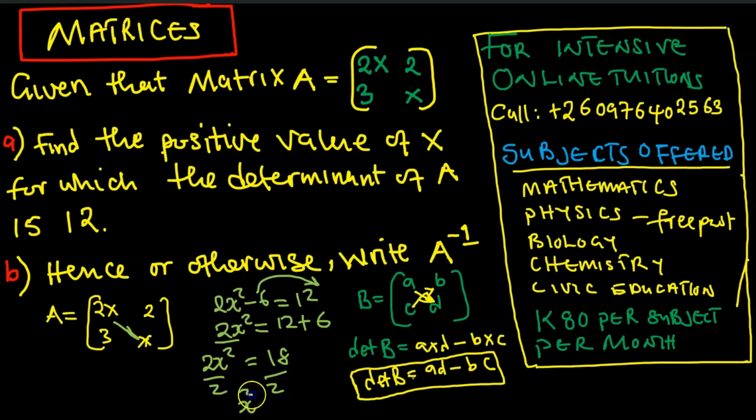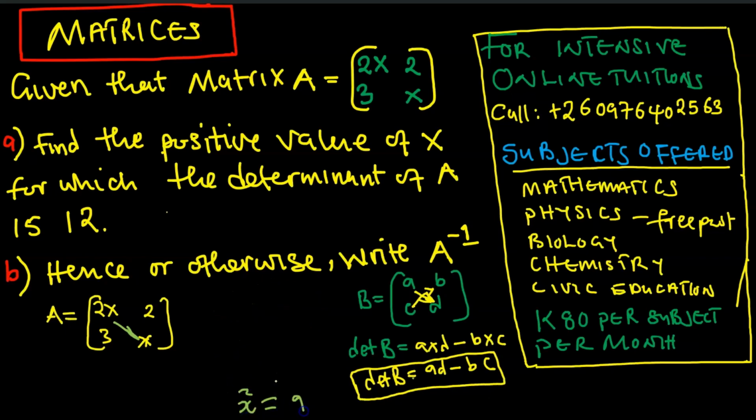So we are going to have x squared is equal to 9. Remember, we are interested in finding the value of x. Therefore, let me just shift this one there. So x squared is equal to 9.